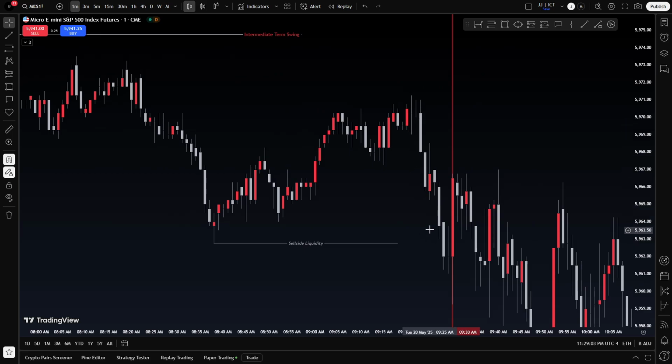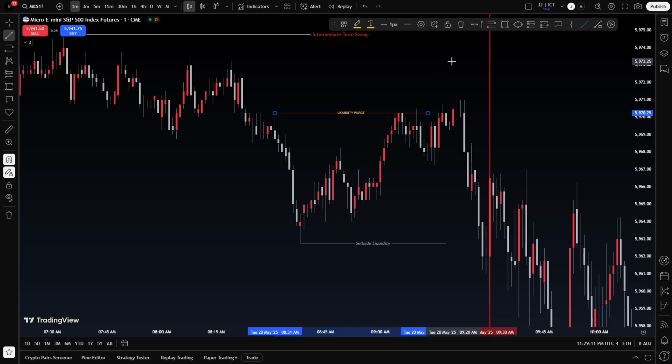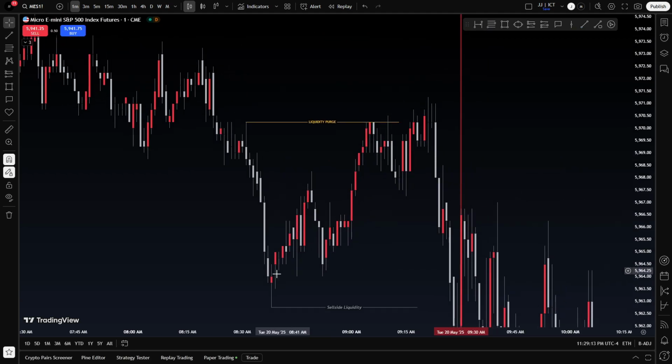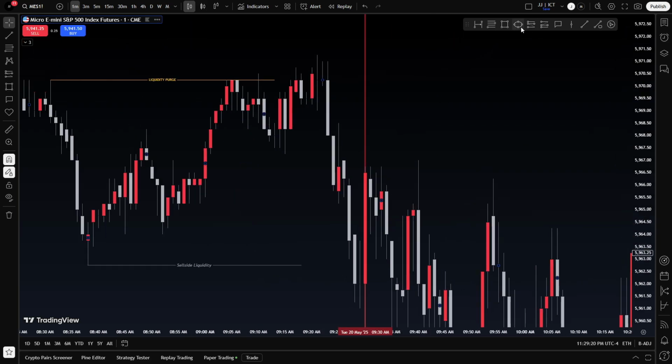Okay, so what does that tell us? What does that do for us? Break a market structure. Why? Because liquidity purge up here. See that? Liquidity purge right there. So we have the liquidity purge. We have that rush lower right before 9:30, creating what? Breaking market structure. And what else do we come back up into? This volume imbalance right here.